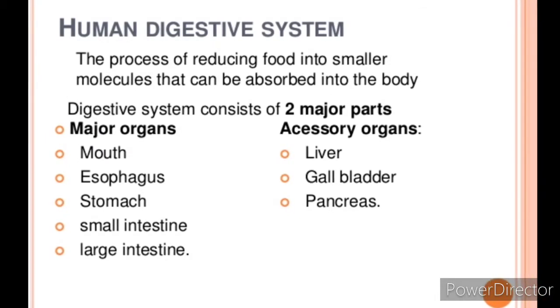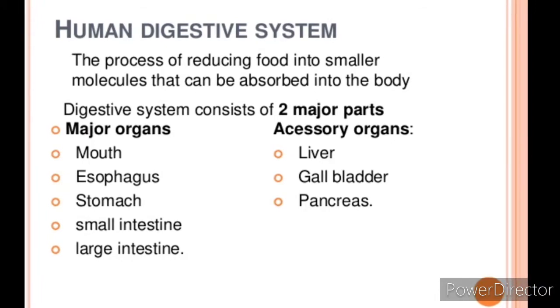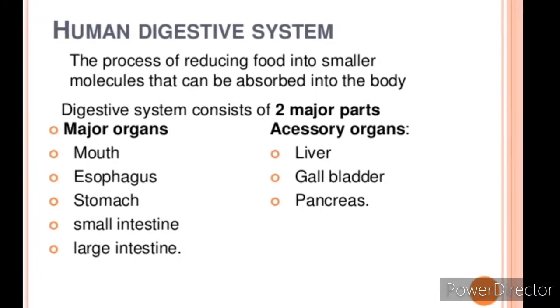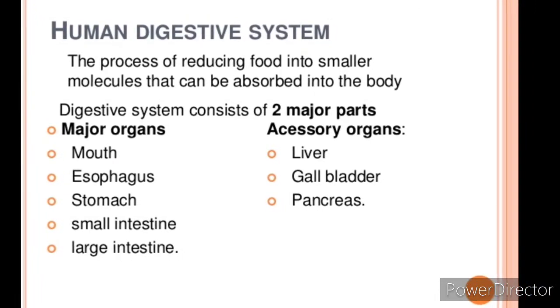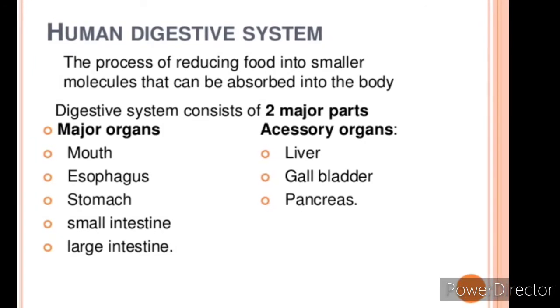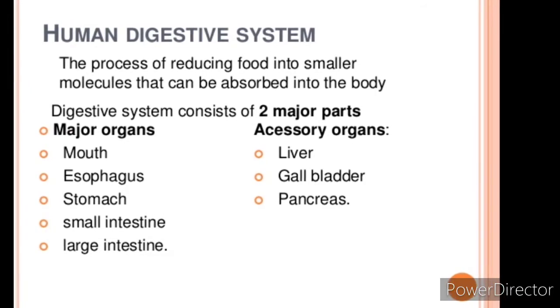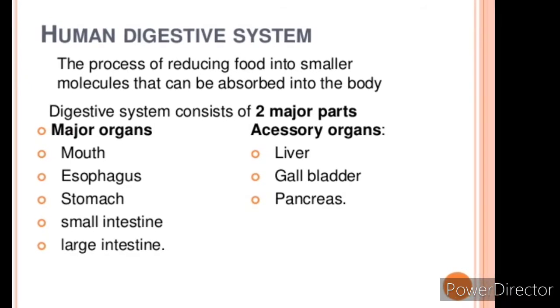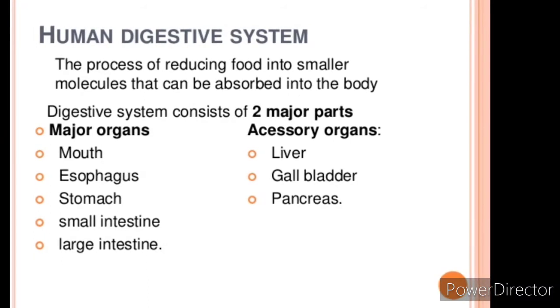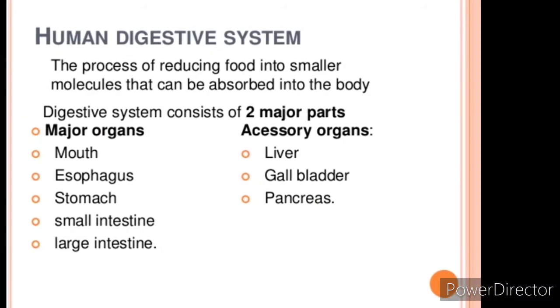Let us move to the human digestive system parts. Just a small recapitulation of all the parts. First, mouth, esophagus, stomach, small intestine, large intestine, and here some organs are acting indirectly, that is the liver, gallbladder, and pancreas. They are secreting some enzyme juices.